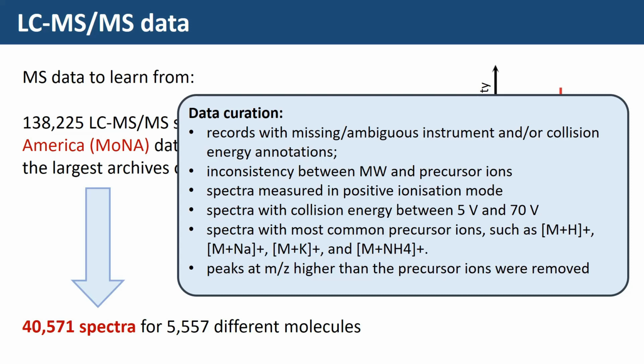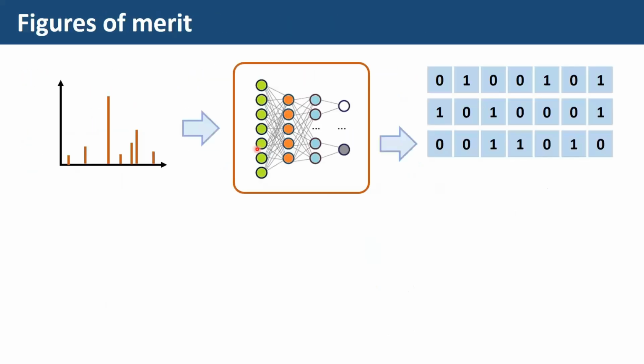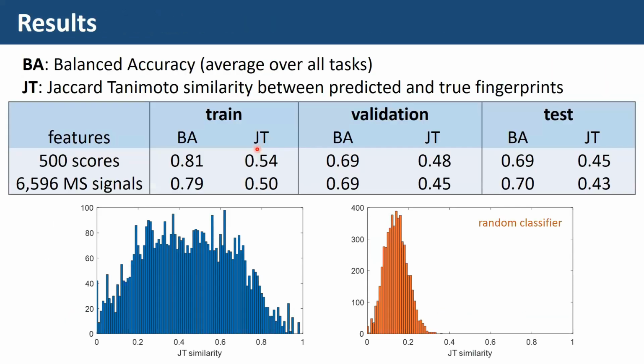Maybe I missed the explanation, but how was the result using the PCA scores from the MS spectra? They were very similar in terms of quality, okay. So we got very similar results in terms of balanced accuracy and Jaccard-Tanimoto similarity. So at least in our case, the use of the scores could provide a nice alternative.